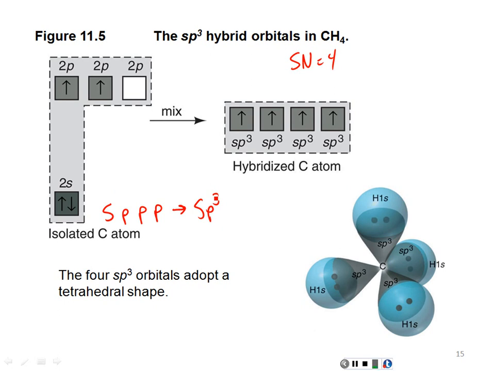A good example of sp3 hybridization comes from carbon. A 3-dimensional picture of methane is shown below. Now we have 4 identical sp3 orbitals. They're in a tetrahedral geometry, and they're overlapping with the 1s orbital of hydrogen, and there are 2 electrons shared in each overlap.